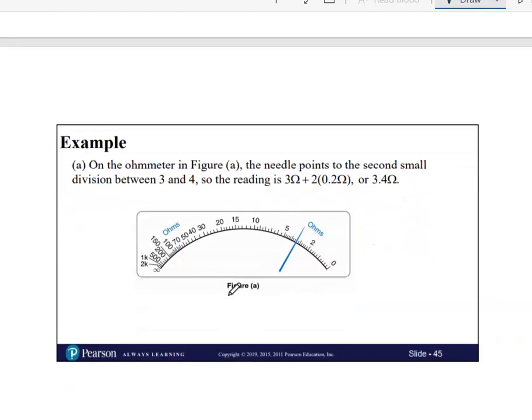On the ohm meter in figure A, the needle points to the second small division between 3 and 4. So this would be 2, 3, 4, 5. So the reading is 3 plus 0.2, or 3.4. So this was 2, this is 3, and then we went 2 past that, which is how we came up with this 0.2. And so it's going to be 2 times that because it's divided into, I'm sorry, because it's divided into fifths. So 2 times 1/5 would give you 0.4.